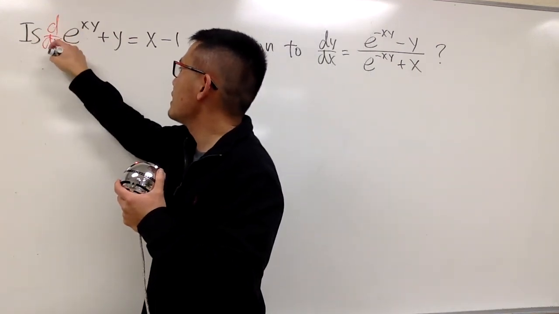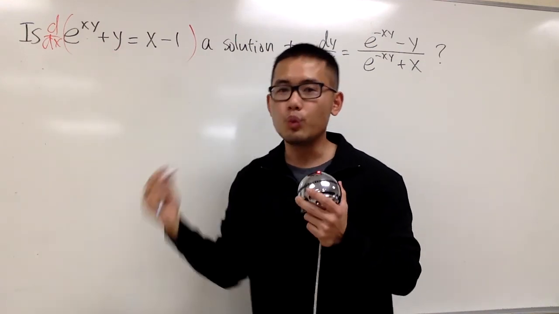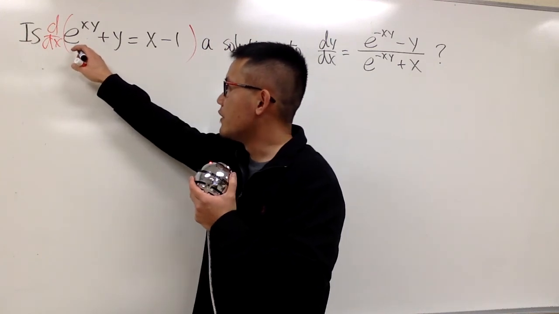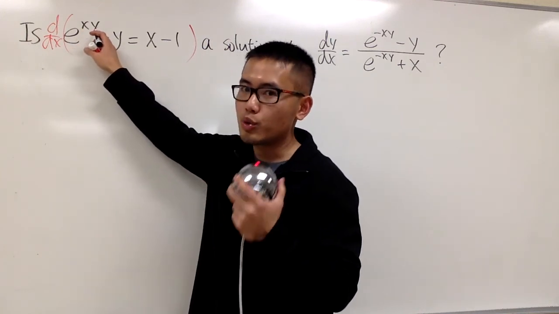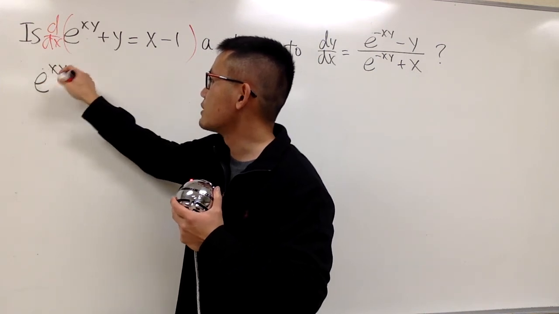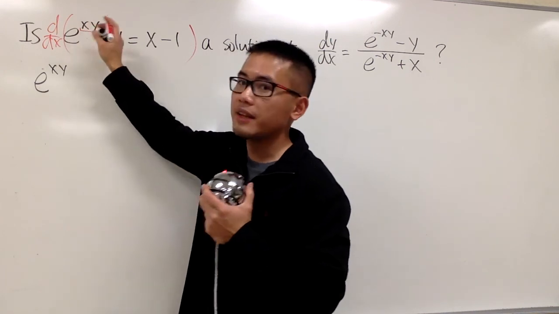Let me put down d/dx all the way in the front to show that we are going to differentiate this equation with respect to x. So let's get to work. First, the derivative of e to the xy, the derivative of e to the something, is first, you repeat that, it's just e to the xy, right? And the chain rule says we have to multiply by the derivative of the inside.